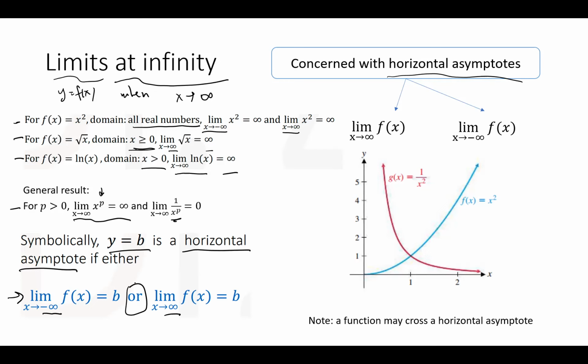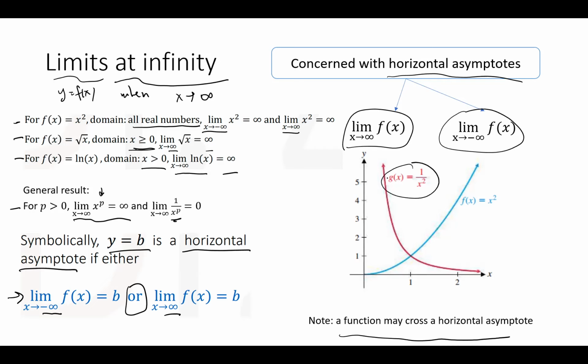Okay, so now let's look at just one example. This is just to illustrate, we have actually two cases. X could be positive infinity or negative infinity, and also a function may cross a horizontal asymptote. So if we're looking at this function, and what happens if x goes to positive infinity? We know that as x goes to positive infinity, this curve will approach the horizontal asymptote of y equals 0, right?